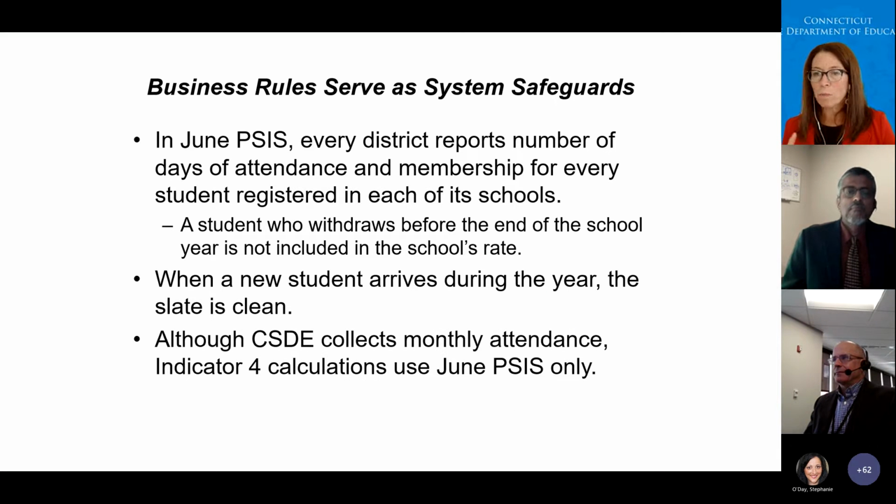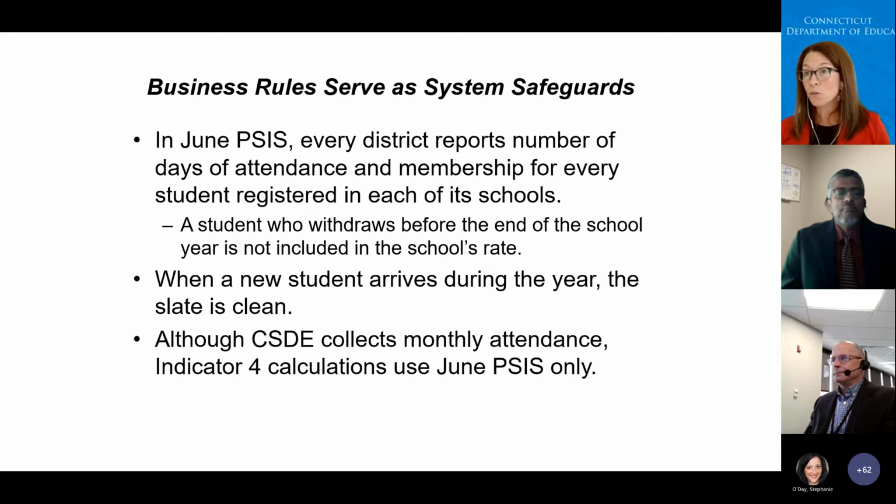There are quite a few business rules in the accountability system and in the calculation of chronic absenteeism in particular. And so these are good reminders. In June PSIS, every district is reporting the number of days of attendance and membership for every student. We saw that on the student attendance rate calculation slide. A student who withdraws before the end of school is not in the school's rate because they're not in June PSIS. So we're just looking at the June PSIS kids.